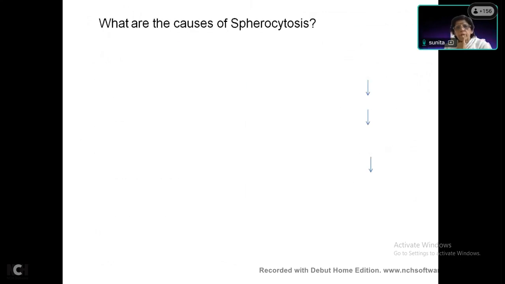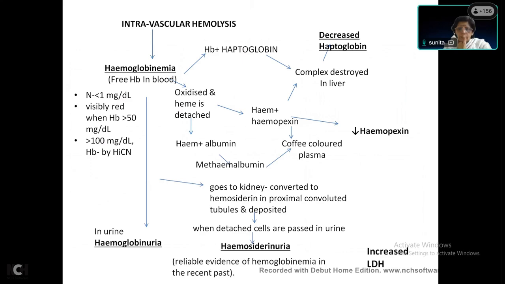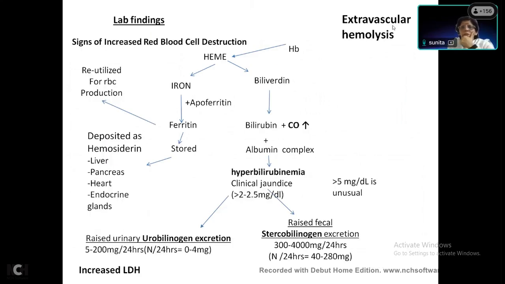When there is an extravascular hemolysis, yes, these are the two slides. Extravascular hemolysis, there are signs of increased red cell destruction. What happens? The hemoglobin is released. Now, the non-iron part of the heme is converted into biliverdin. Biliverdin is converted into bilirubin and carbon monoxide. Now, this is the only reaction in the body which produces carbon monoxide.